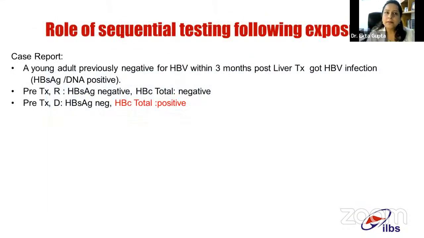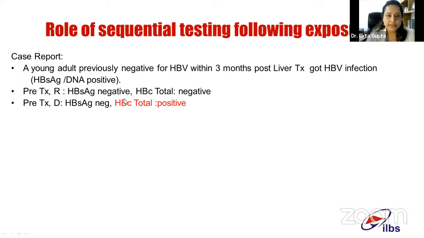I'll just tell you the importance of sequential testing. One has to be careful that IgG is telling you exposure, but there are certain IgG tests which you have to do carefully, with sequential testing. Now, this is an interesting case report, of the kind we often get: a young adult came and a liver transplant was offered. Within 3 months, he got HBV infected. Frank HBV infection was there.